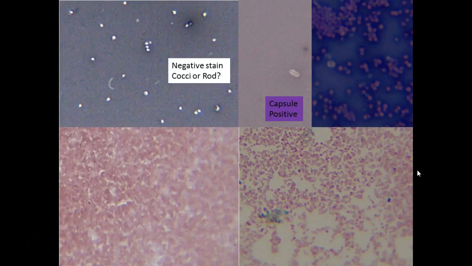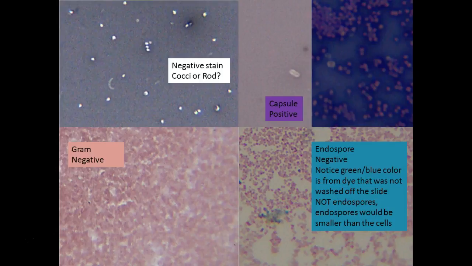One of them's probably gram negative, the other one is endospore negative, and this one has some clues. Do you see these little bits of green? That's excess dye that didn't get washed off that slide. Some people sometimes think that theirs is endospore positive. Your endospores, as you guys saw in those other pictures, are going to be smaller than your cells. These, you see how big they are? Like big blobs of green compared to the cells? That's just leftover dye. So it is endospore negative, right?